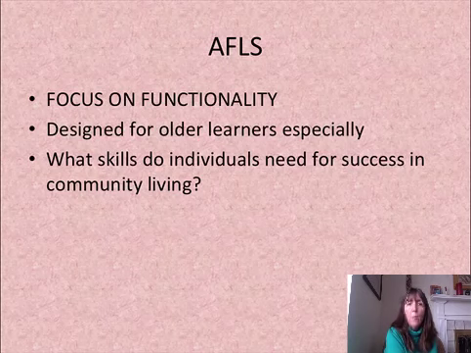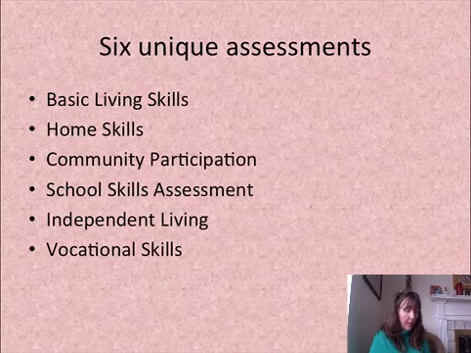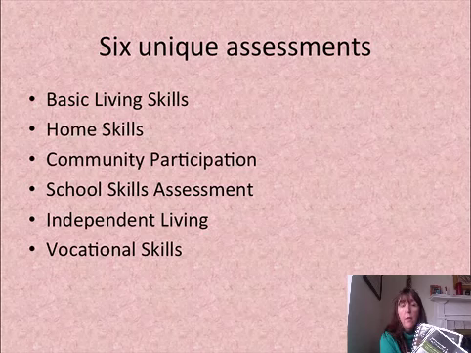in community living? What happens when we get beyond those early years of trying to get those foundation skills as established as we can? What do we need to focus on, and how do we best do that? And what are all the elements of functionality that are relevant for older learners on the spectrum? So the AFLs has 6 unique assessments that are embedded into it. They're in the areas of basic living skills, home skills, community participation, school skills assessment, independent living, and vocational skills.